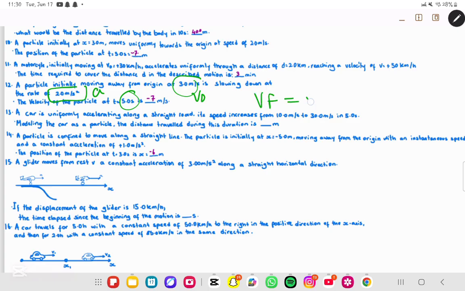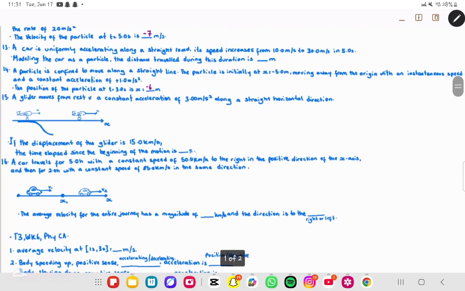V final is equal to V initial plus acceleration times time. So V final is equal to 3 plus acceleration, which is 2, times the time, which is 5. However, it is slowing down, so the acceleration is going to be negative. So it's 3 plus minus 2 times 5, which is minus 7 meters per second.